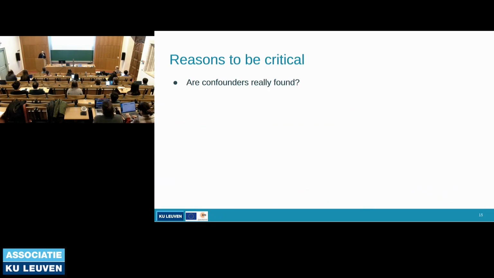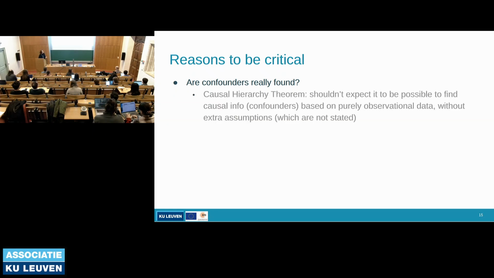So there are a few reasons why there might be an issue with this. One is that it wasn't really measured whether the correct confounders were found, and that is important. You cannot just control for any variable. If you control for a downstream effect, you might actually mess it up. And there's this thing called the causal hierarchy theorem, which says that without certain extra assumptions, you cannot really expect to find your full causal structure.